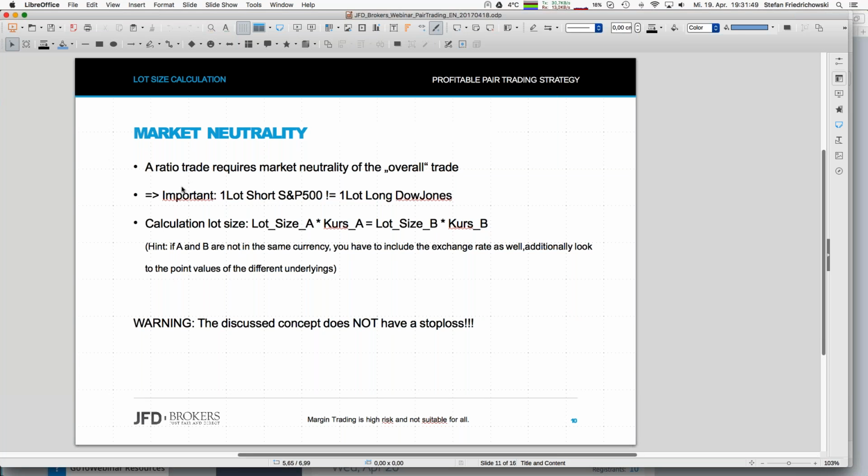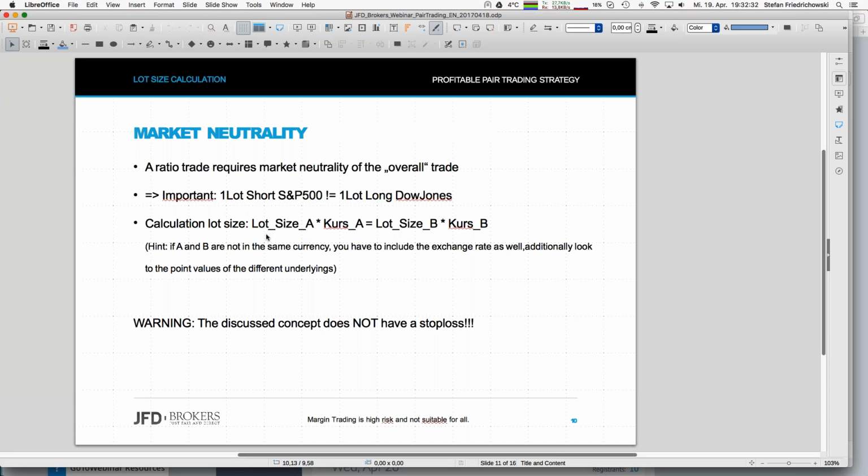Think about, and maybe it's quite obvious, but it's important for those kinds of trading activities. Think about you trade one lot short of S&P 500 and one lot long of Dow Jones. If you did so, then this is definitely not market neutral, because S&P 500 is at 2,200 and the other one is at 20,000. So if we have a move of 5%, then definitely those two trades are not market neutral.